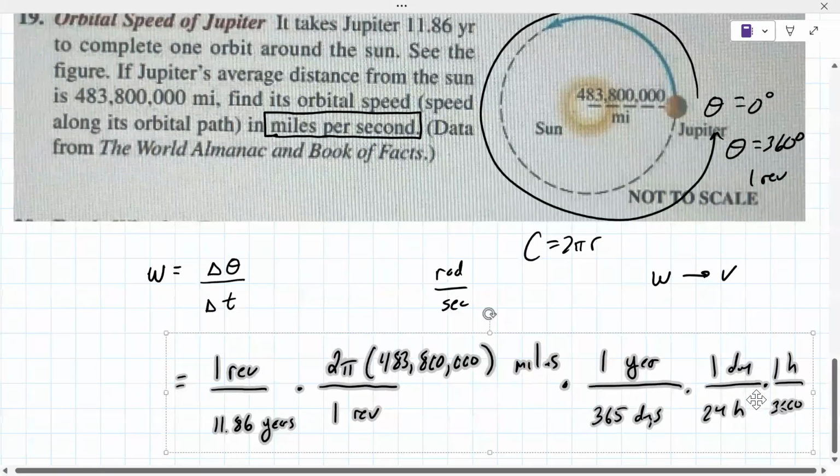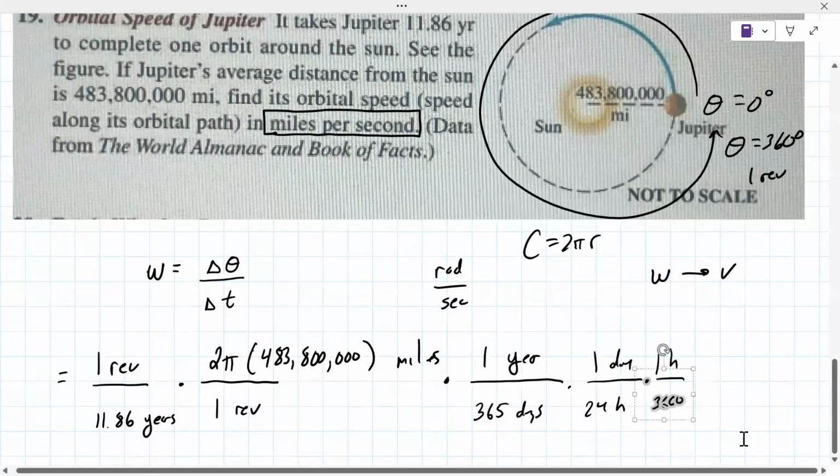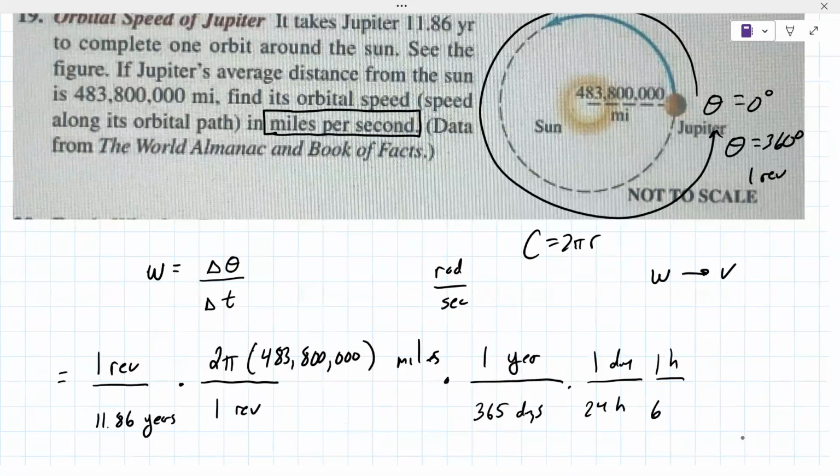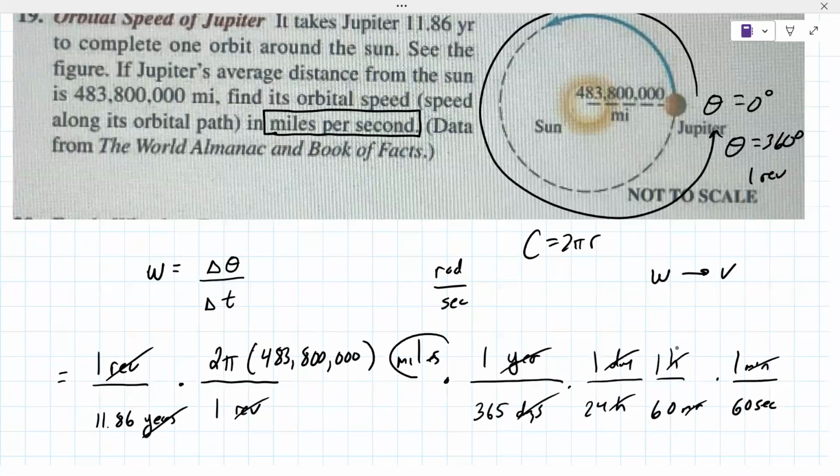Let me clarify that last part, because that could be right. So 1 hour is 60 minutes, and 1 minute is 60 seconds. So notice everything cancels except for miles per second, which is what we want eventually.